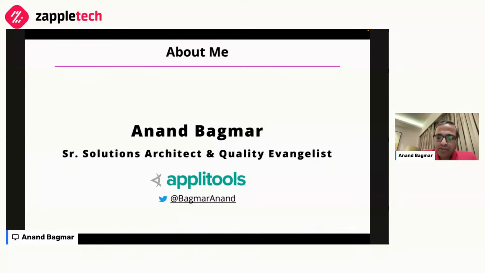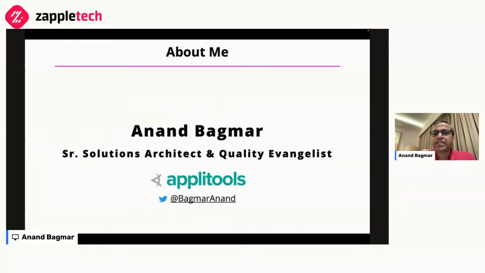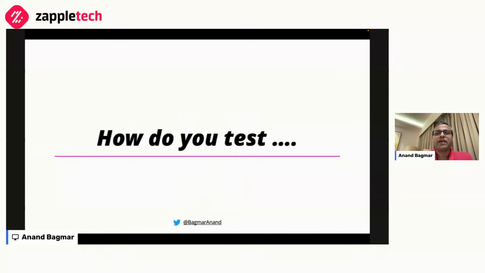But today it's about visual validation and why it is the missing tip of the automation pyramid. So let's go on a journey to understand what that means.